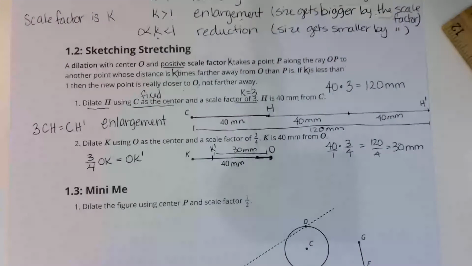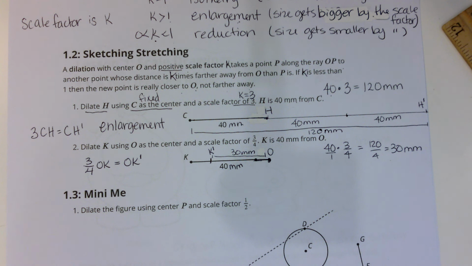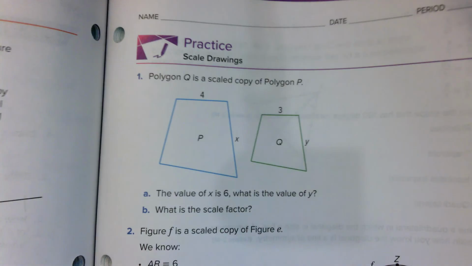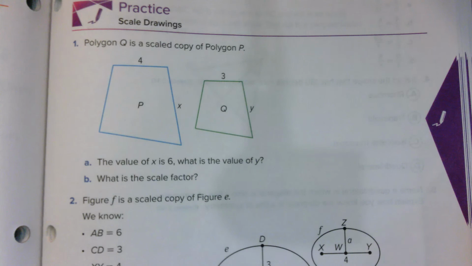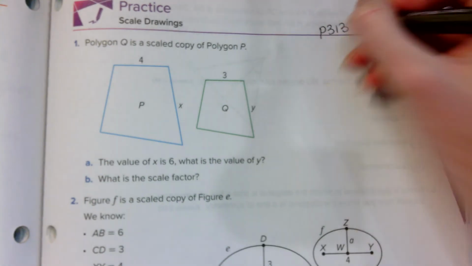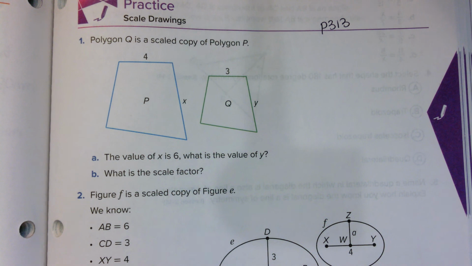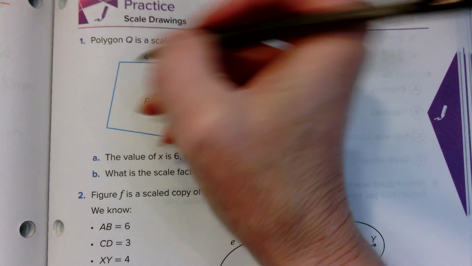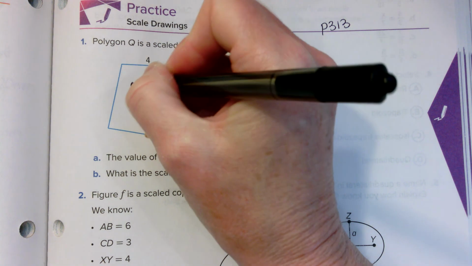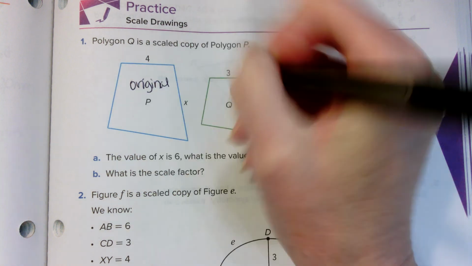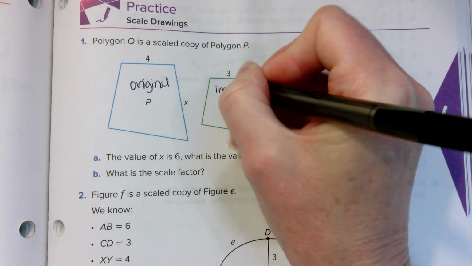Okay, ladies and gentlemen, let's go ahead and go to the practice problems. I'd like to talk about numbers 1, 2, and 3 with you. So let's take a look at the first one. This is on page 313 of your books. It says polygon Q is a scaled copy of P. So that tells me that this is the original, and this is my image.